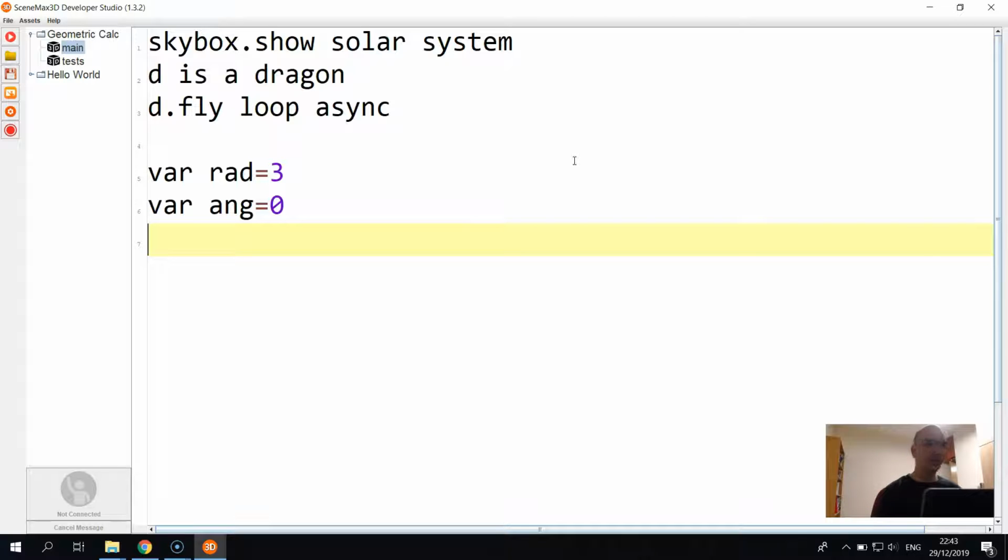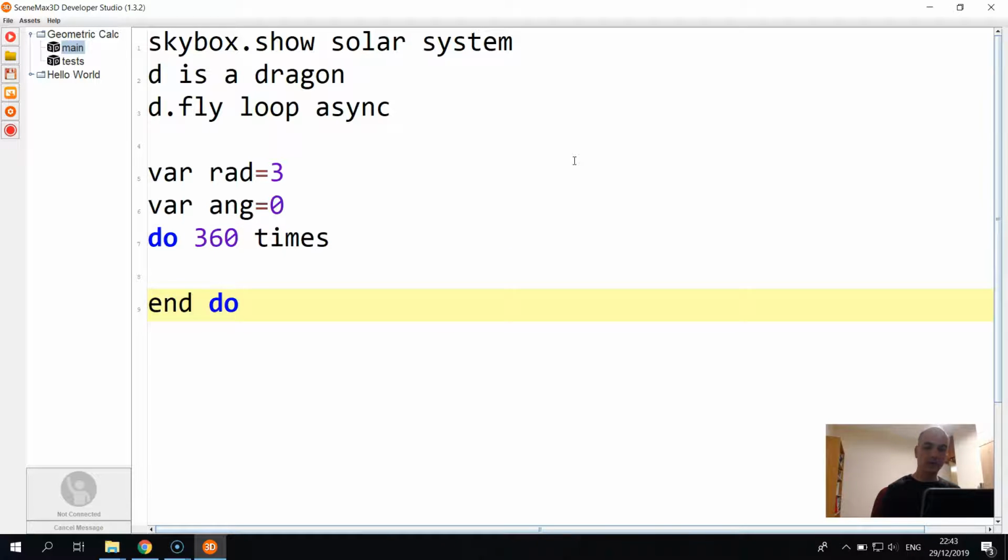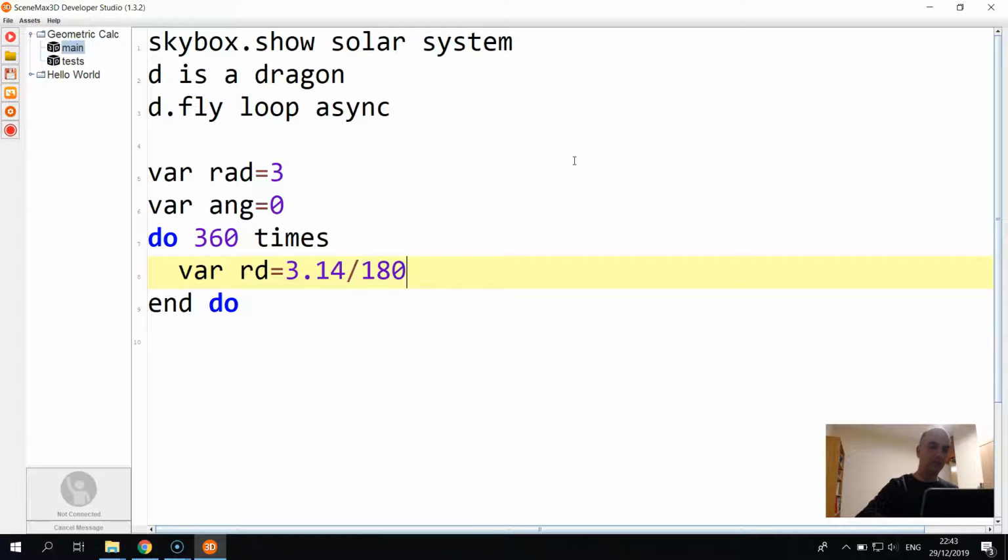Now I'm going for geometric calculations. I'm going to do a loop, 360 times. And now I'm going to calculate all the coordinates inside my circle. So let's say first I'm going to take the angle and convert it to radians. Let's call it RD, equals pi divided by 180 multiplied by my current angle.